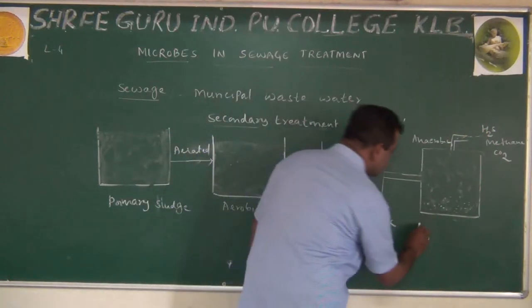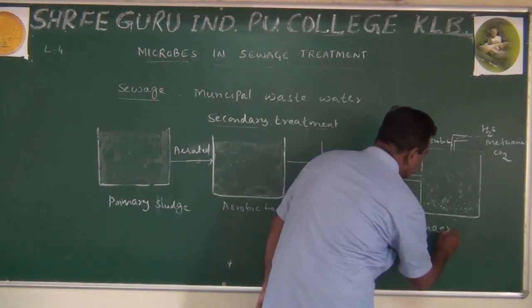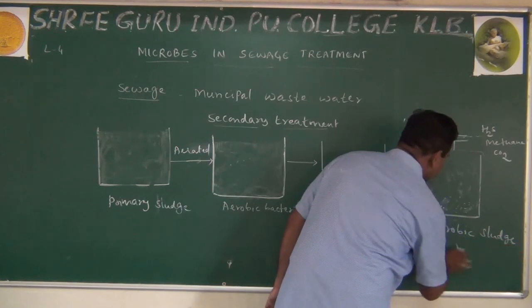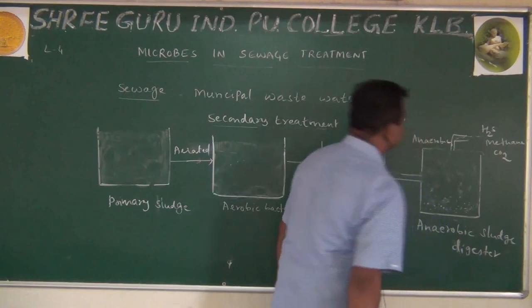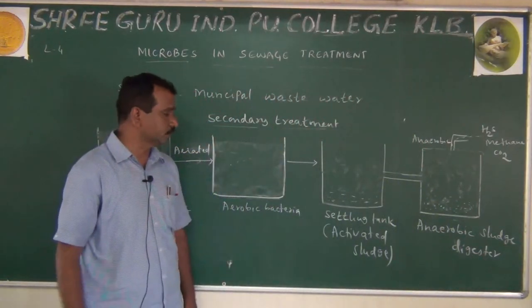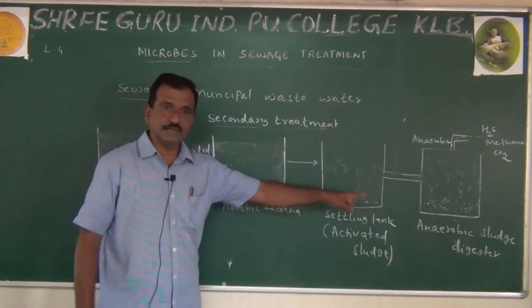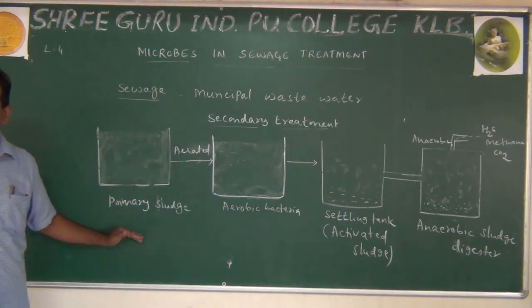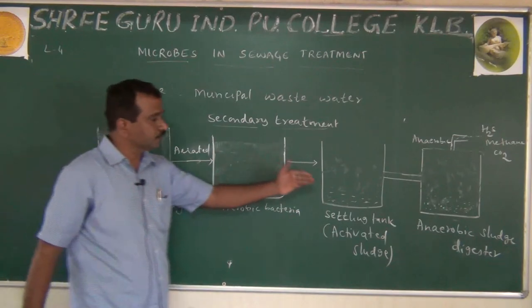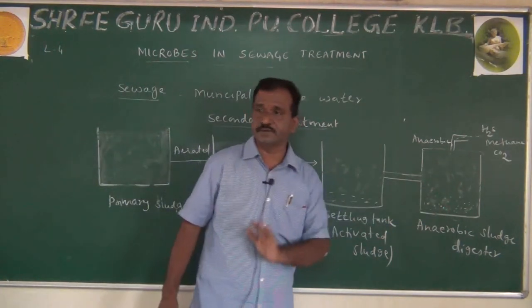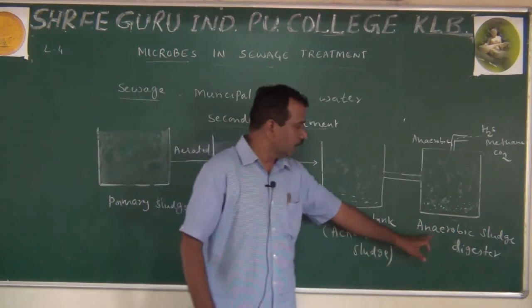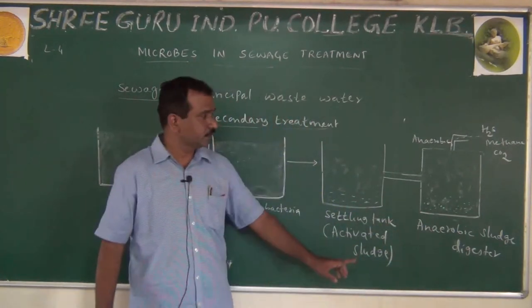So this tank is normally considered as the anaerobic sludge digester. Anaerobic sludge digester. So this is aerobic, that is anaerobic. Primary sludge and the physical form will go to the primary treatment, then secondary treatment, and last is anaerobic sludge digestion. Here you can observe the anaerobic sludge digester.